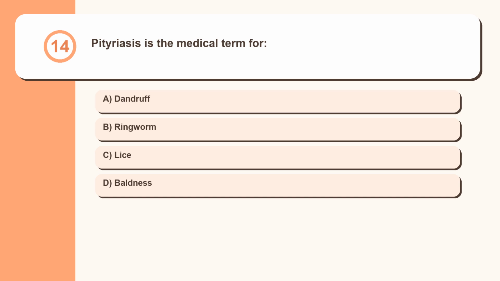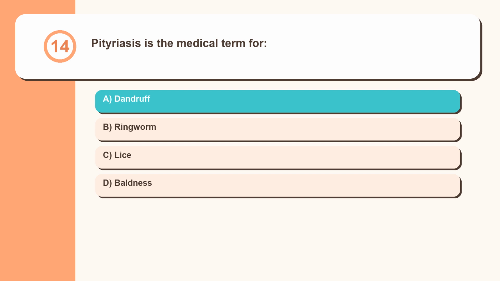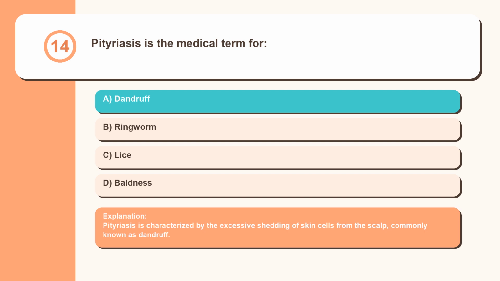Question 14. Pityriasis is the medical term for dandruff, ringworm, lice, baldness. Pityriasis is characterized by the excessive shedding of skin cells from the scalp, commonly known as dandruff.